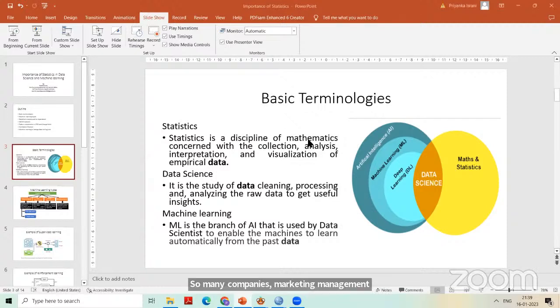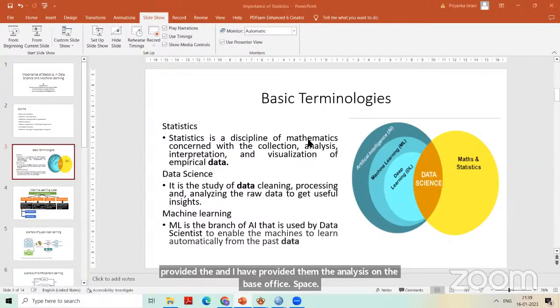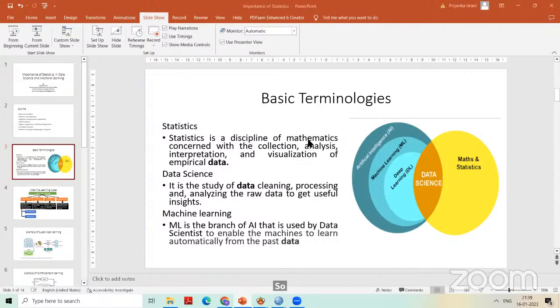Even being a freelancer, I have worked on SPSS for 2 companies, and I have provided them the analysis on the basis of SPSS. So a few companies work on SPSS also. It is not like a programmer can only work on Python. Being a programmer, there are many languages you can use. R is also a statistical language that you can go for.